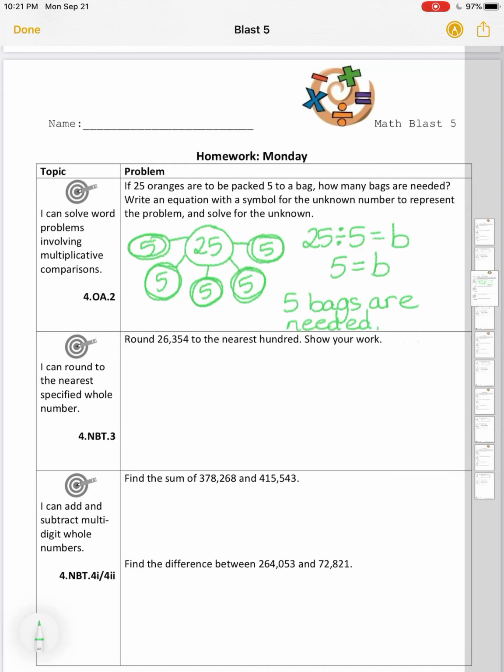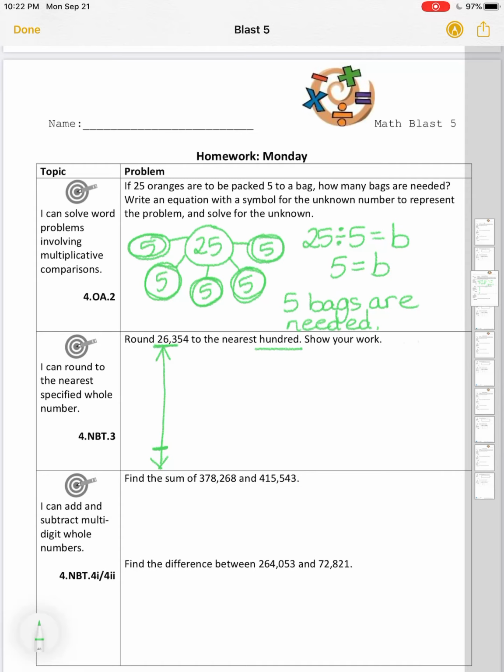I can round to the nearest specified whole number. Round 26,354 to the nearest 100. Show your work. I'm going to use a vertical number line here. And I first want to identify the number at the bottom of my vertical number line. So using hundreds as my greatest place value, since hundreds is what I'm rounding to, I'm going to determine how many hundreds make up my number now.